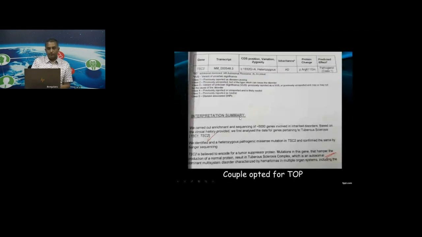The report of the fetus says that there is a TSC2 gene mutation, which is autosomal dominant, and this is pathogenic. Straight away, it is pathogenic. It's not one of the likely pathogenic or variants of unknown significance, it is straight pathogenic, and therefore the couple opted for a termination of pregnancy. Now the same question arises: where did this gene come from? The parents look clinically normal, but that isn't enough.